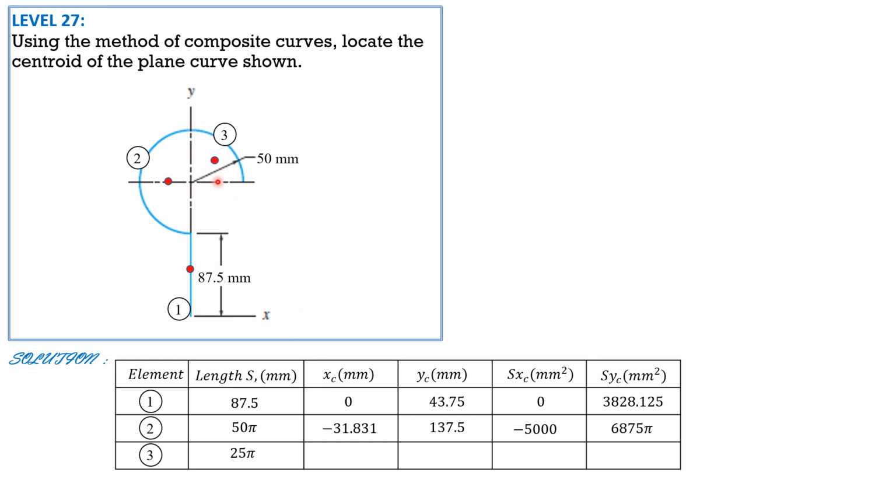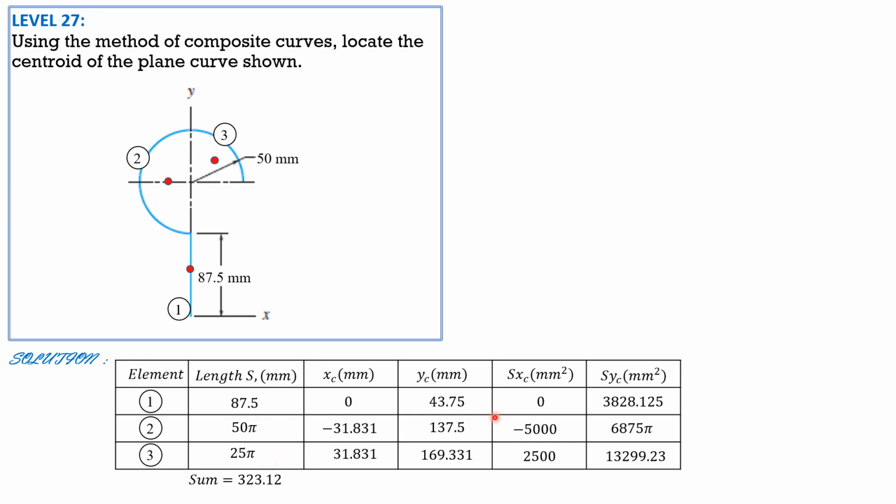X sub c is the positive of this value, 2 times 50 over pi, so 31.831. Y sub c is 87.5 plus 50, 137.5, plus 2r over pi, 2 times 50 over pi, so 137.5 plus 31.831, 169.331. Then 25 pi times 31.831 is 2,500. 25 pi times 169.331 is 13299.23.